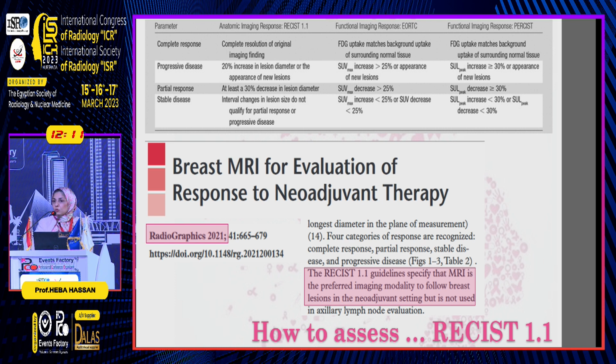Up till now, we use what we call the RECIST criteria in order to monitor our cases. The RECIST criteria depend mainly on the anatomy, and this means we're going to measure the longest dimension of our lesion. Unfortunately, up till now, we don't have any established functional system for MRI, only for the PET-CT, the PERCIST, okay? However, RECIST 1.1 did say that the best imaging modality we should use in cases of breast cancer should be the MRI.